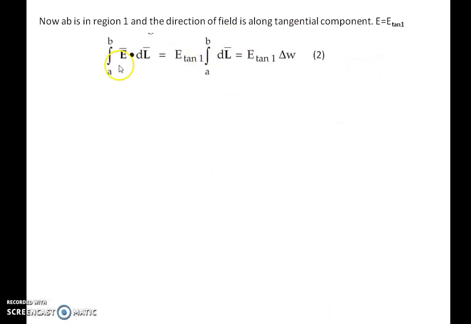So we can write the integral from A to B of E dot dl as E tan 1 into the integral from A to B of dl, because the length is very small. So we take E as constant and put it outside, and the integration from A to B of dl is the length A to B, which is delta W. So we can write the integration from A to B of E dot dl as E tan 1 into delta W.